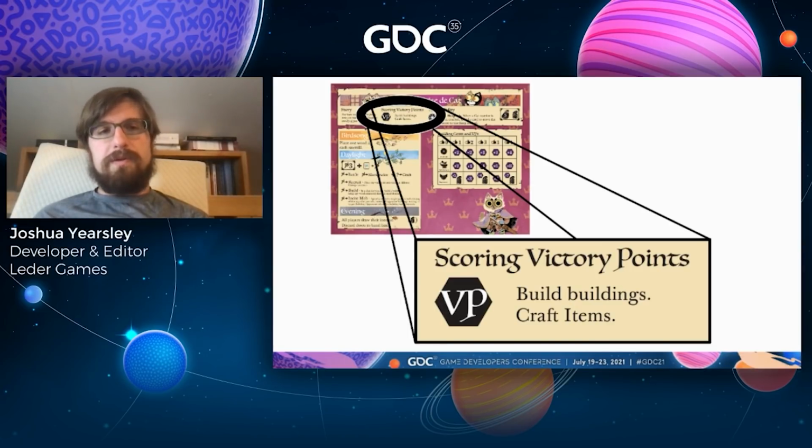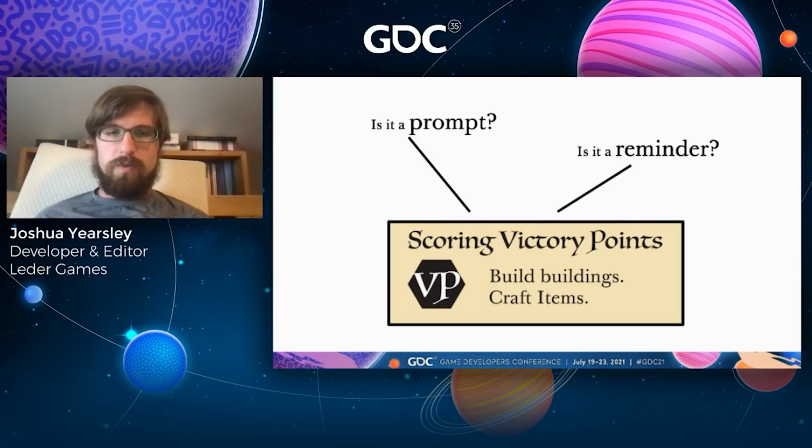But one thing that we noticed during usability testing was that people would look at this and wonder, well, is this a reminder or is it a prompt? And what I mean by is it a prompt is, does this victory point gain stack with other places where it's telling me to score victory points? So if I have a card that says, okay, I craft an item and I get a victory point, do I also apply this victory point from this pane? So do I score 2 victory points? Do I score 1 victory point?